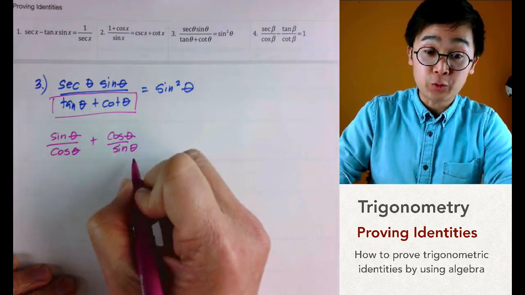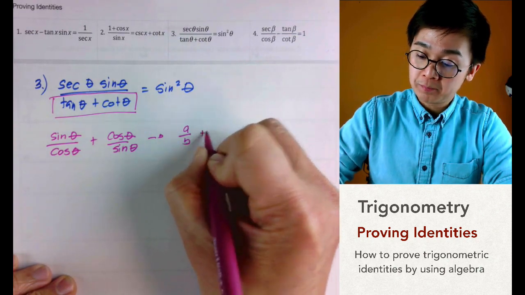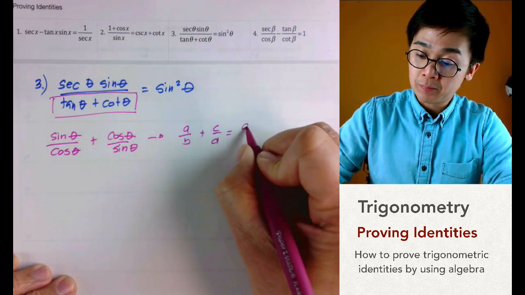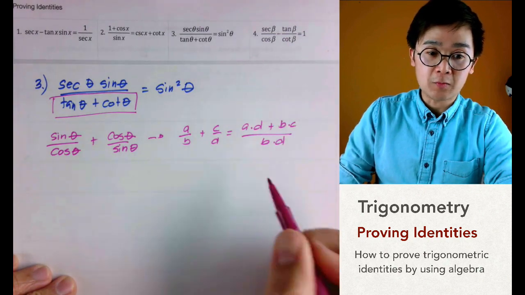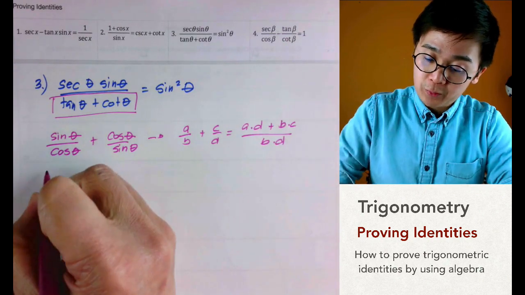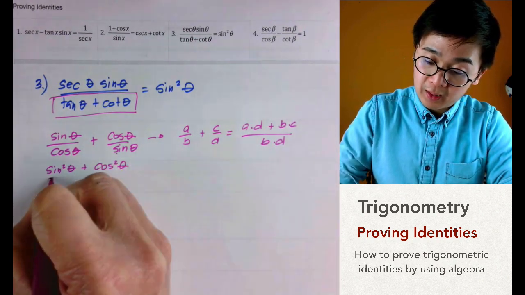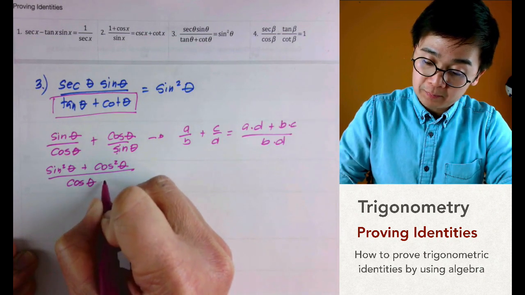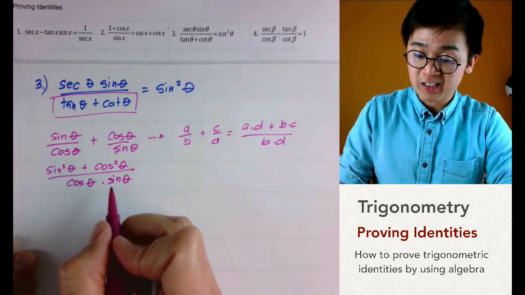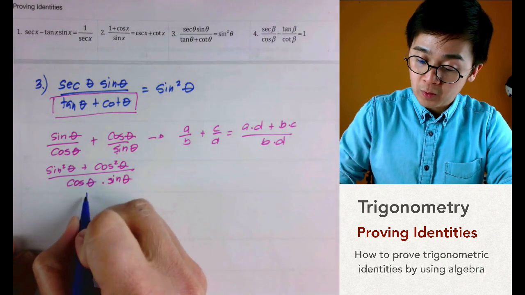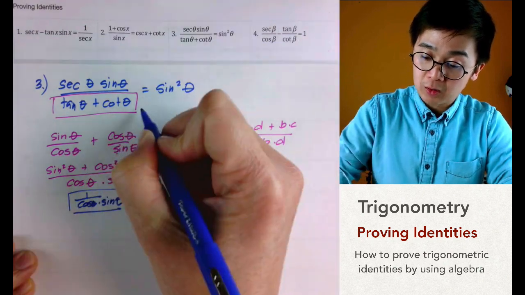By using this rational expression rule from algebra, if I have a over b plus c over d, simplifying them is simply a times d plus b times c all over b times d. So I can combine them using this formula. We'll have sine squared theta plus cosine squared theta all over cosine theta times sine theta, and we know that the numerator is an identity equal to 1. So now we have 1 over cosine theta sine theta, and this is now our denominator.